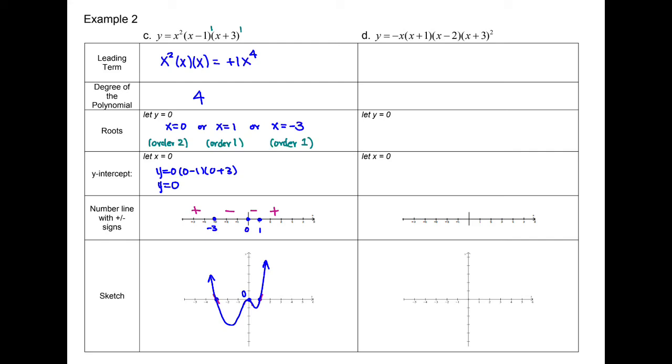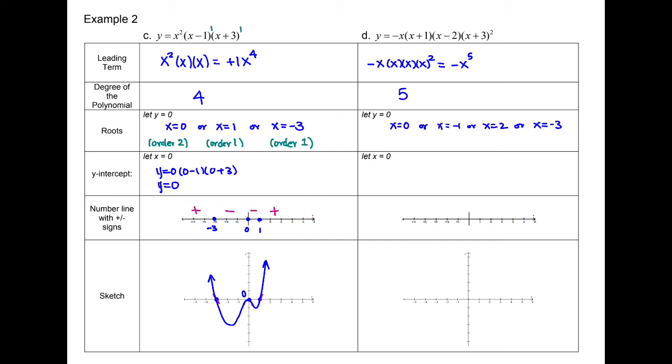First, we want to find our leading term. Our leading term will be negative x times by x times by x times by x squared, which will be negative x to the exponent 5. This means degree of the function will be 5. Then we let y equal to 0 to find the roots. So negative x equal to 0 means x equals to 0. Or x plus 1 equal to 0 means x could be negative 1. Or x minus 2 equals to 0 means x equals to 2. Or x plus 3 equals to 0 means x equals to negative 3.